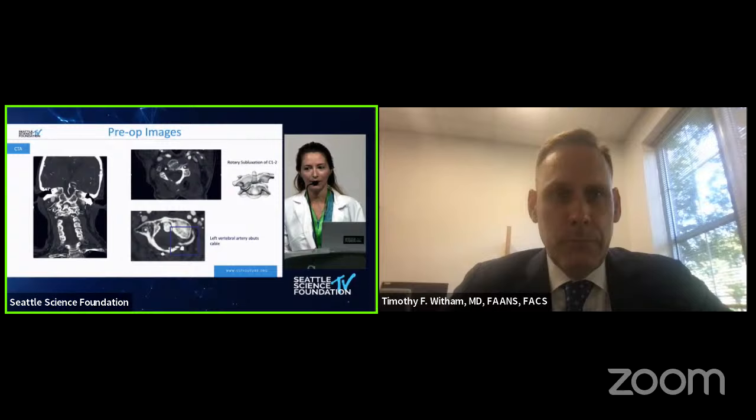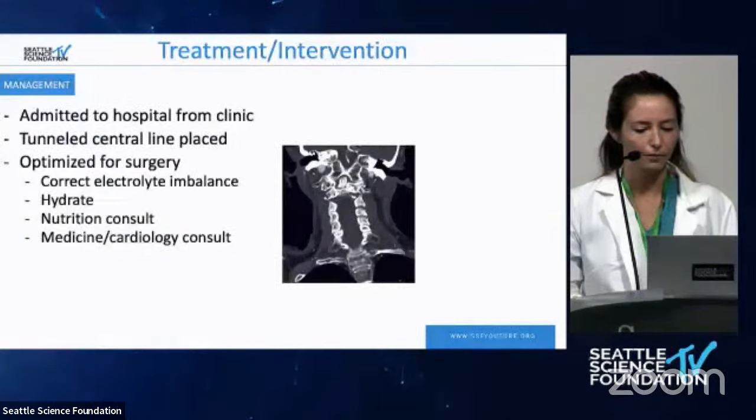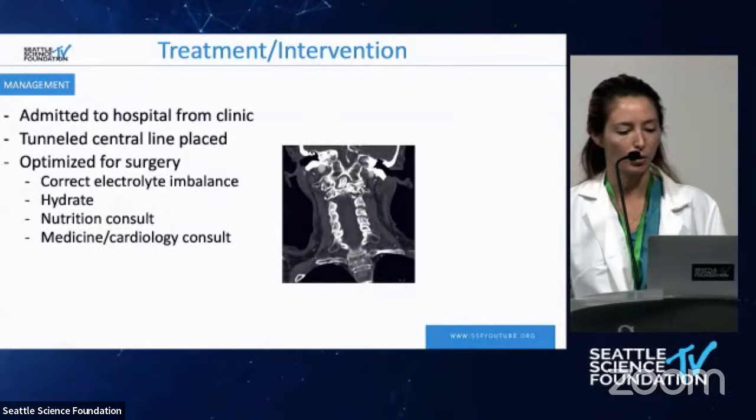And also just note again that we did not have an MRI for the patient to look at the transverse ligament, because that may go along to that point in the future. So the patient was admitted from clinic to the hospital where she was optimized for surgery. During the surgery, we put her in 20 pounds of traction.